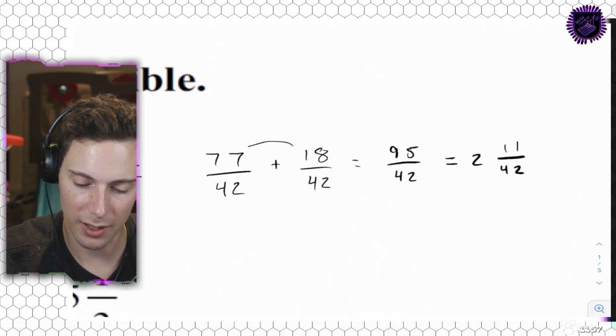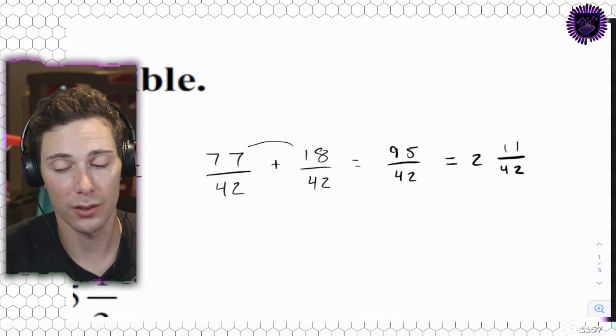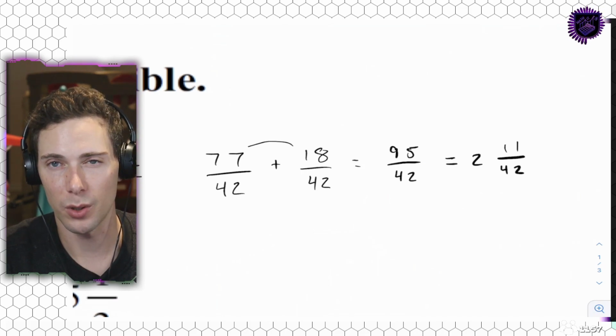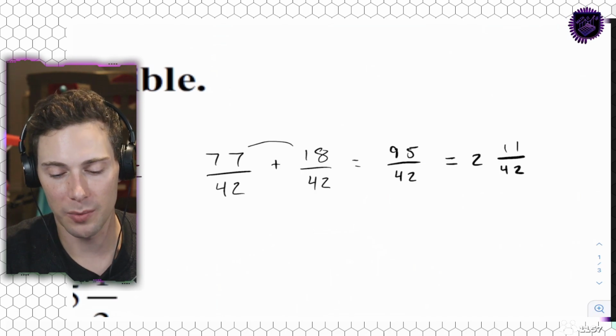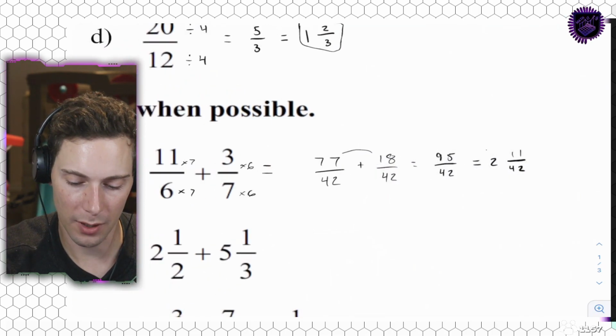11 over 42. Now can we simplify that? It's our greatest common factor. GCF of 11 and 42. No. 42, 11's prime, so no. There's our answer.